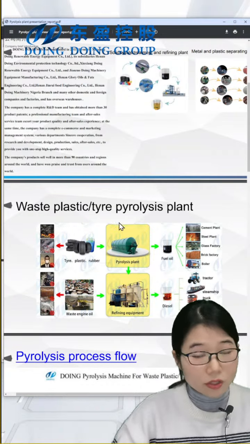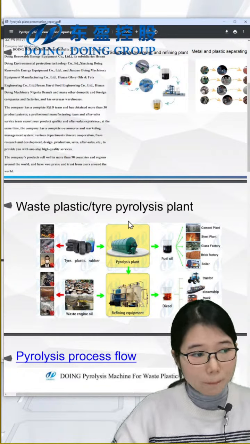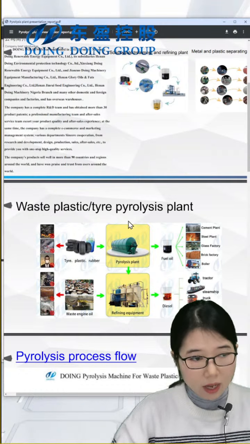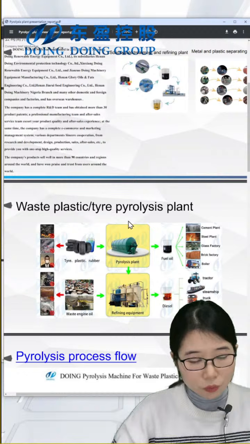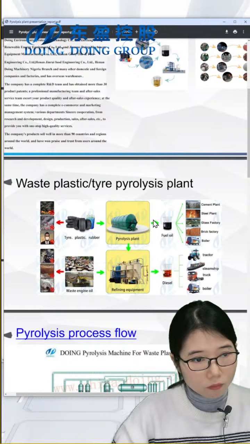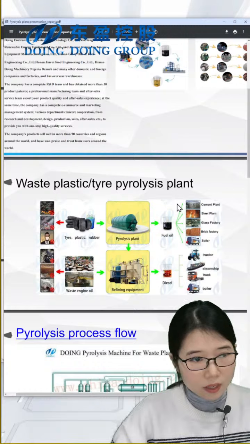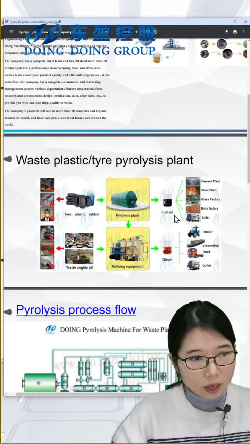And also you can get carbon black from the pyrolysis plant. The carbon black can also be used as heating fuel, and it can replace coal. And the carbon black can be further refined into finer carbon black, which has a higher value.